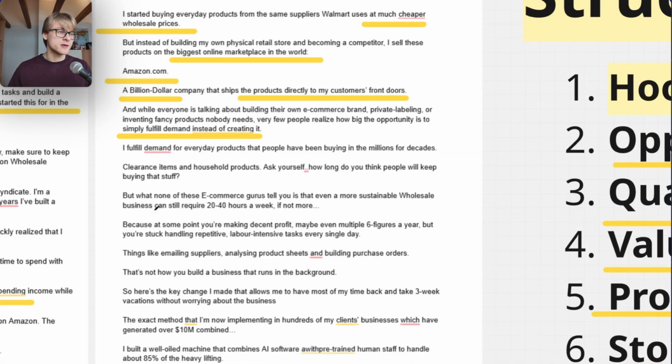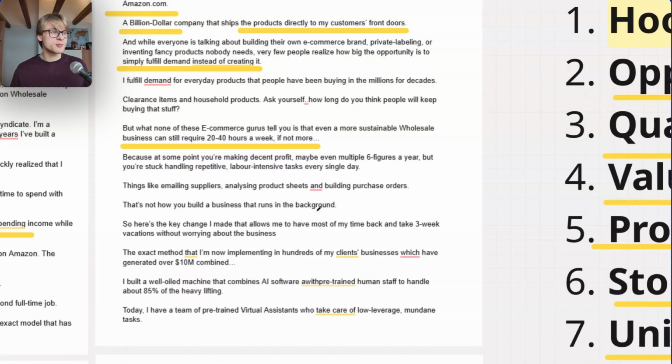Then he explains the entire business model. But what none of these guys tells you is that a business can still require 20 to 40 hours a week, if not more. And then we dig into the next unique sub mechanism. So we explained the unique mechanism, and now we're digging into the sub mechanism because we tell them, all right, it might still require 20 to 40 hours a week, right? And nobody tells you this because they don't want you to hear this. But he's still stuck handling repetitive tasks every single day. Things like emailing suppliers, analyzing product sheets, and not how to build a business that runs in the background.